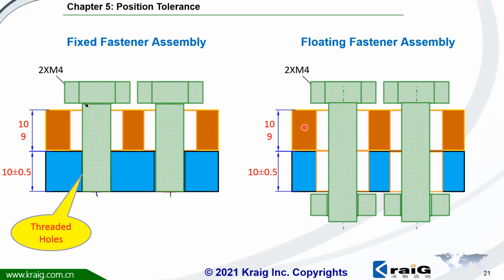Situation number two, part A and part B, both parts are holes without thread. You push the bolt inside, then you put the nut on the bolt and tighten it up. In this situation, the bolt is allowed to float inside the hole. That's why we call this floating fastener assembly. Right? Again, let's come back. What about projected tolerance? Projected tolerance zone is used in this situation.